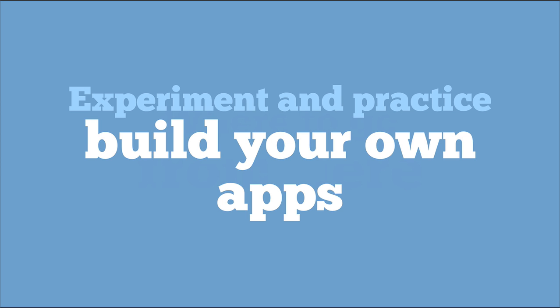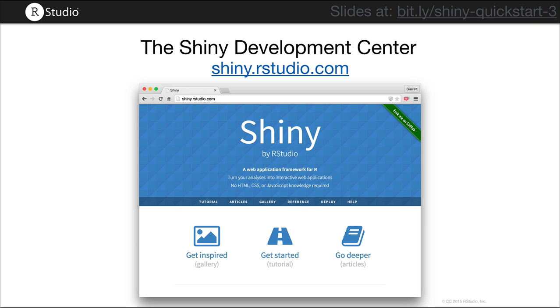Where should you go from here? Start building your own apps. From here on out, the quickest way to learn is to just experiment and try it out. So build your own apps, share them, get them to work, ask questions. There's a Shiny tag on Stack Overflow, and there's a Shiny Google group you can find on Google. And then, of course, if you need any extra help, the Shiny Development Center is the place to go. There's a second tutorial there. There are articles, galleries, example apps, and all sorts of things to help you along the way.